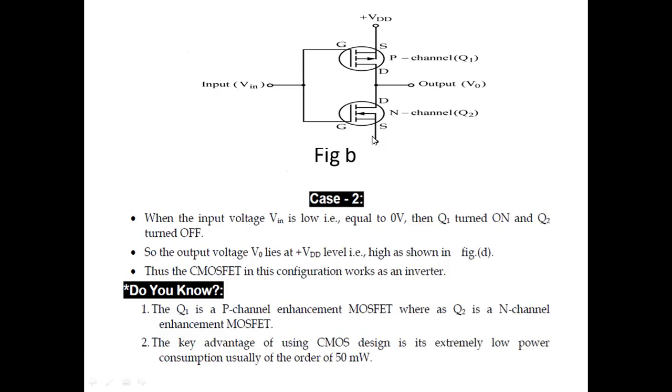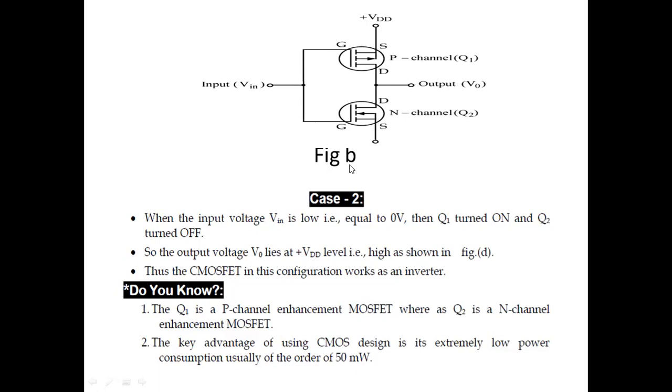The gates of both the devices are connected together. This is the first gate, and this one is the second gate. They are connected together, and a common input is given, and the drains of both the MOSFETs are connected together. The output is taken from this one.